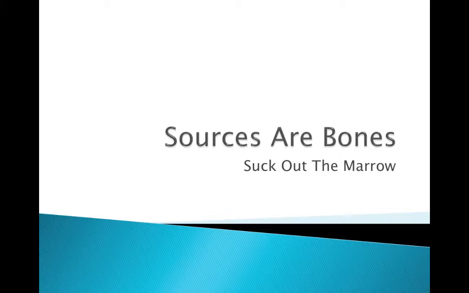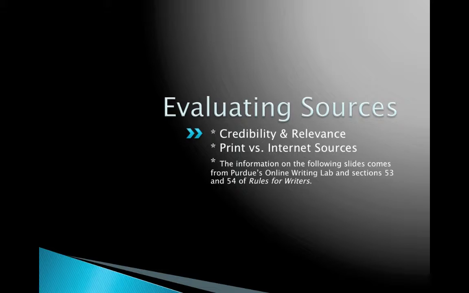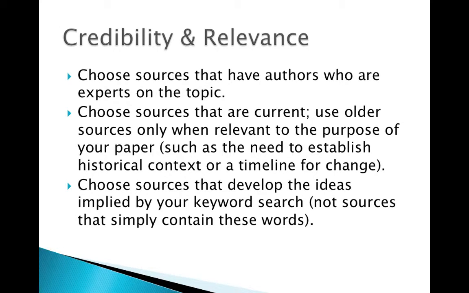This one, it's sort of a playful title here, thinking about sources as the bones of our paper, and that in the research process, we want to make sure that we're sucking out all that good marrow that we can get. But essentially, this is a lecture about evaluating sources, and a lot of the material from this lecture comes from both Purdue's Online Writing Lab and also sections 53 and 54 of your Rules for Writers text. So when we're looking at sources, we want to make sure that they're both credible and relevant.